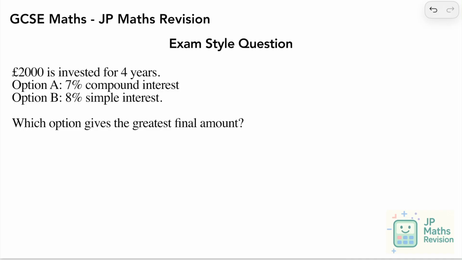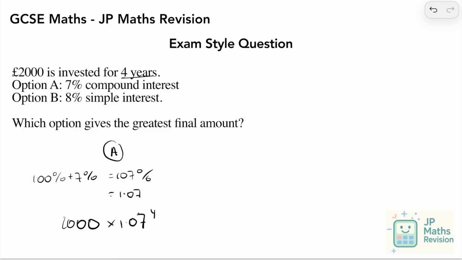Here's an exam style question on this topic. So we have £2,000 is invested for 4 years. Option A is 7% compound interest. Option B is a slightly higher percentage, so it's 8% simple interest. So we need to find the option that gives the greatest final amount. So if we work out option A first, we have to find the multiplier. So it's 100% plus 7%. So that's 107%. And as a decimal, that's 1.07. So if we have £2,000 and it's invested for 4 years, we're going to times 1.07 to the power of 4. And that's going to give us £2,621.59. So that's option A.